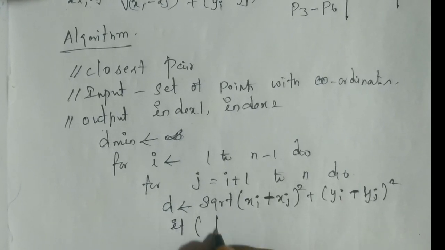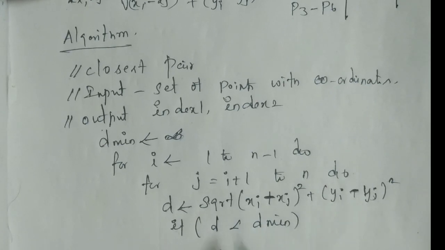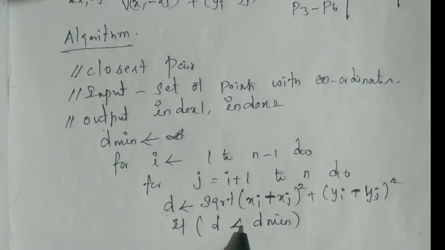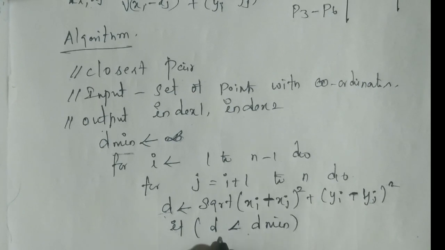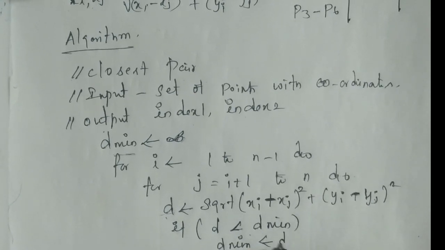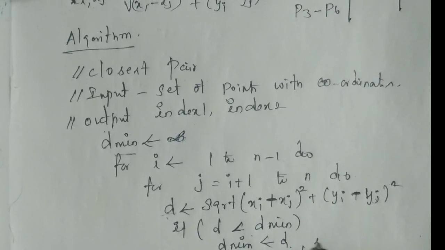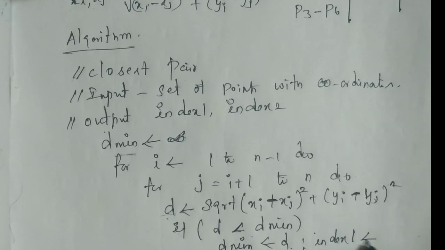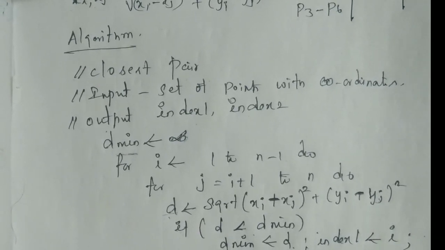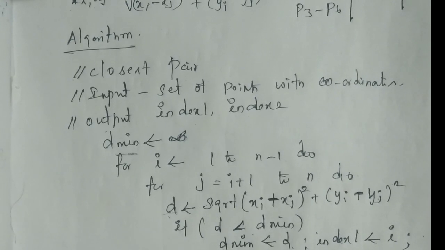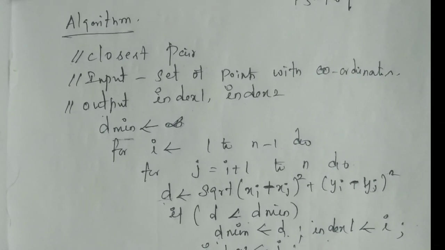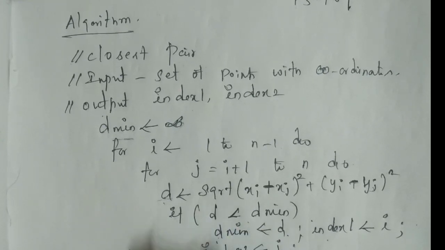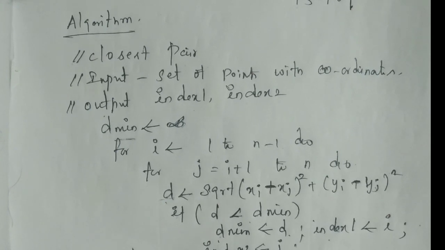And then we check if d is less than d min. Whatever value we get here, we compare whether it is lesser than the d min value, which is initially infinity. If that condition is true, we substitute the value of d into d min, and the value of i into index 1, and the value of j into index 2. Whenever the condition is satisfied we perform the same thing. Otherwise, return index 1, index 2.